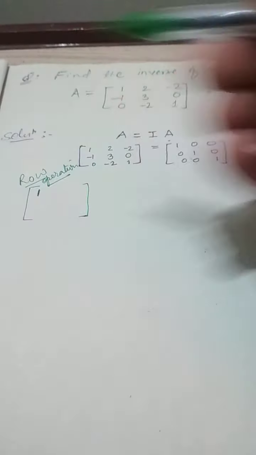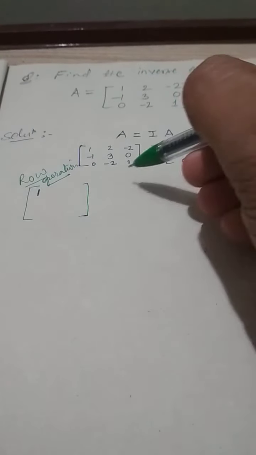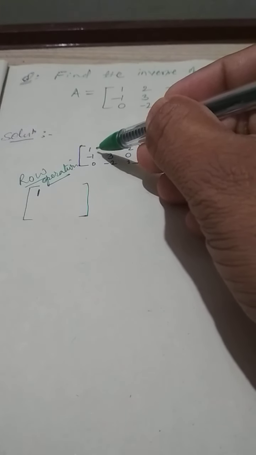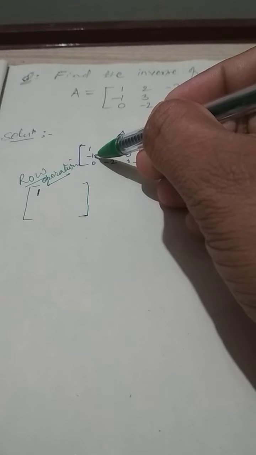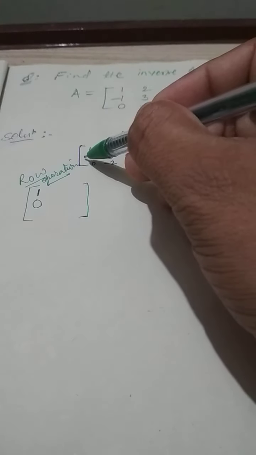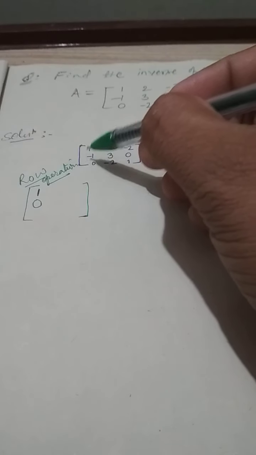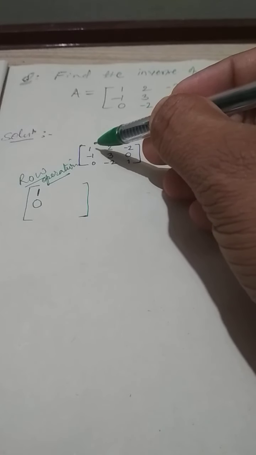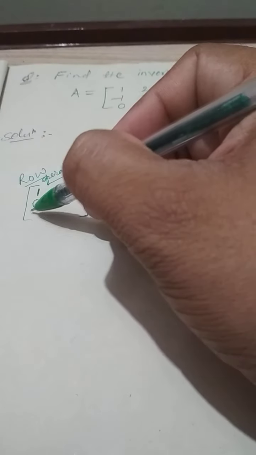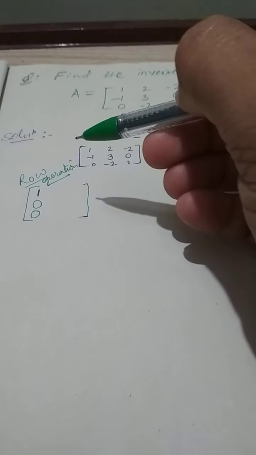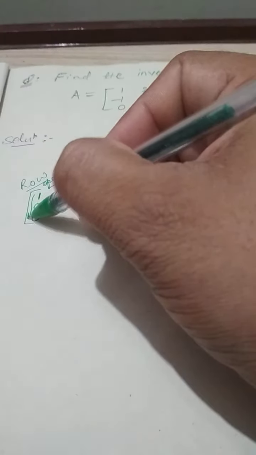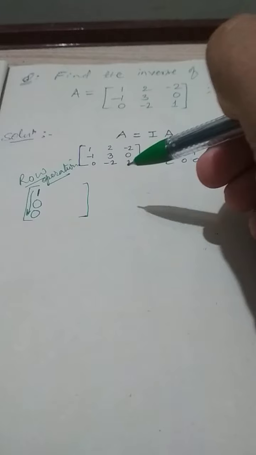Then the second focus will be making the second row, first column element 0. That can be obtained by putting R2 changes to R2 minus something times R1. And similarly the third row, first column entry 0. This is the basic procedure, to go in the direction of the identity matrix.